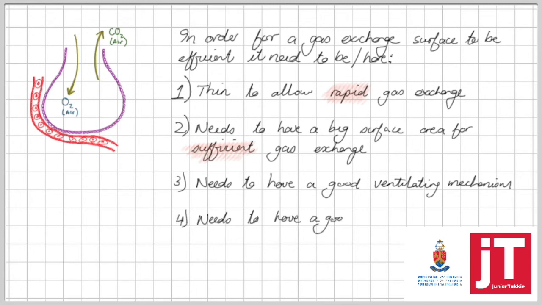If we look at the last one, there is a good transport system to this gas exchange area as well. In other words, there's a constant supply of red blood cells circulating around the alveoli in the lungs, and this allows for oxygen to continuously move into the blood and to the respiring tissues, and also the diffusion of carbon dioxide out of the blood into the alveoli to be exhaled as a waste product of cellular respiration.